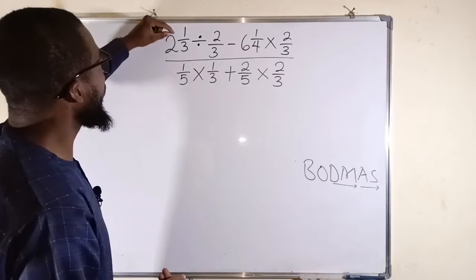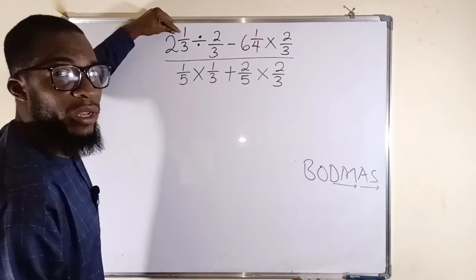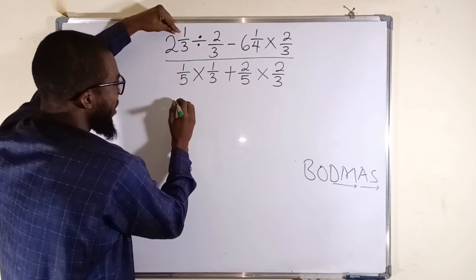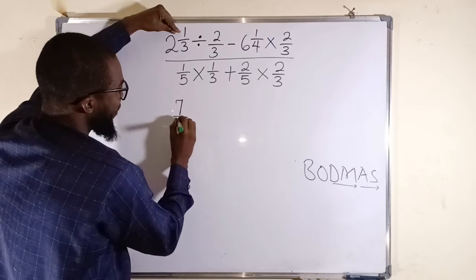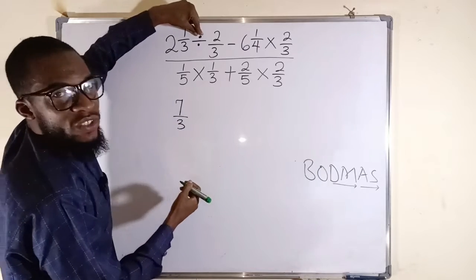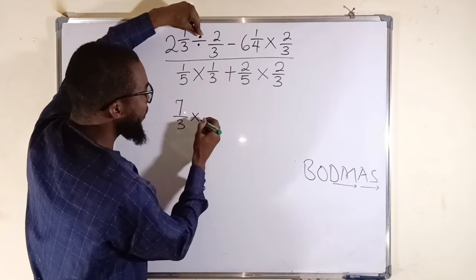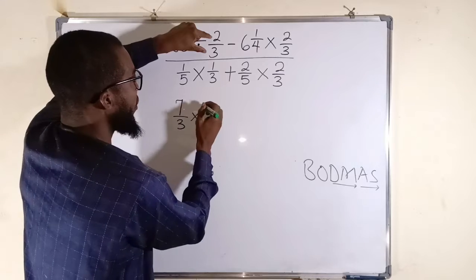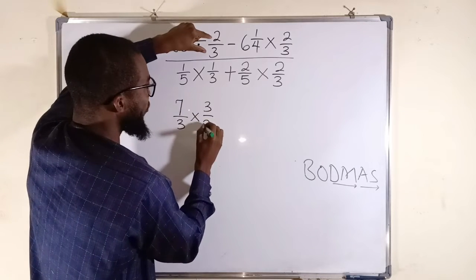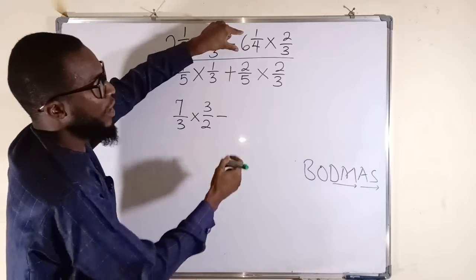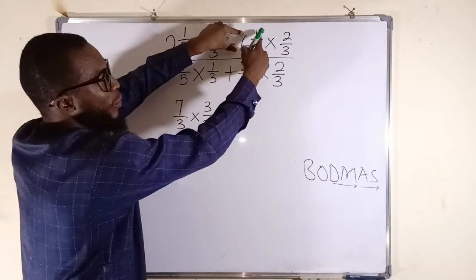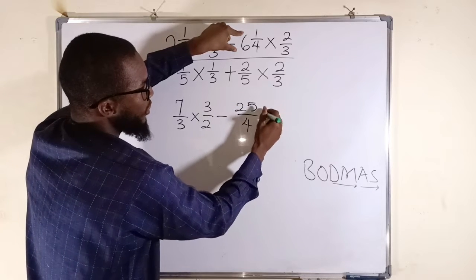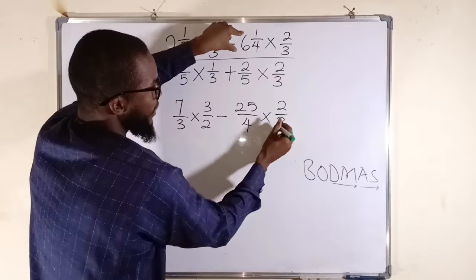So first of all, I would like to transform this into an improper fraction. 3 multiplied by 2 is 6, plus 1 is 7, so we have 7 here, divided by that 3. You can always change this division sign into multiplication, but you have to take the reciprocal of the next term. Instead of 2 divided by 3, we're going to write it as 3 divided by 2. Then we subtract: 4 times 6 is 24, plus 1 is 25, divided by 4. Then you multiply by 2 divided by 3.